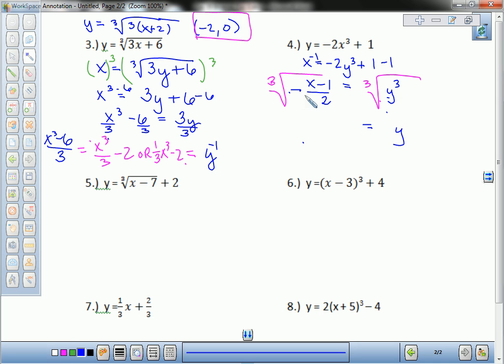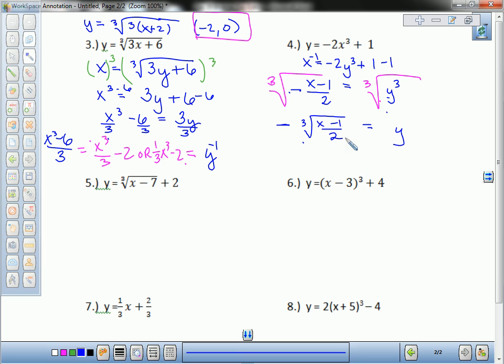Now, when we take a cubed root of a negative, isn't a negative times a negative times a negative a negative? So the cubed root of a negative is negative. So if there's a negative inside a cubed root, when we take it, we need to pull it outside of the cubed root. That's how we simplify a cubed root.